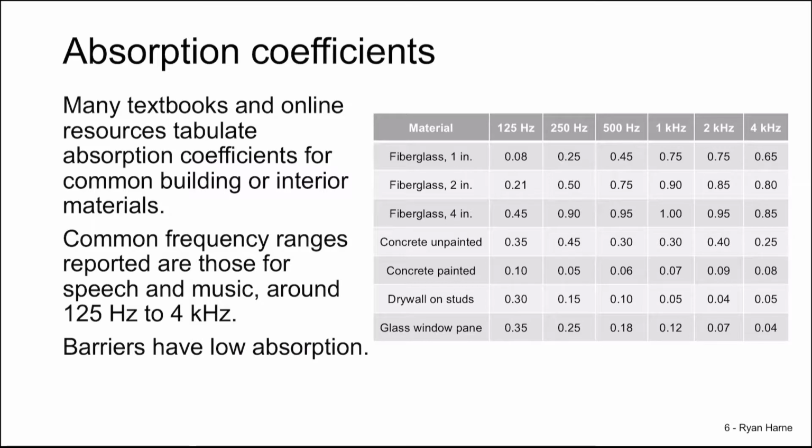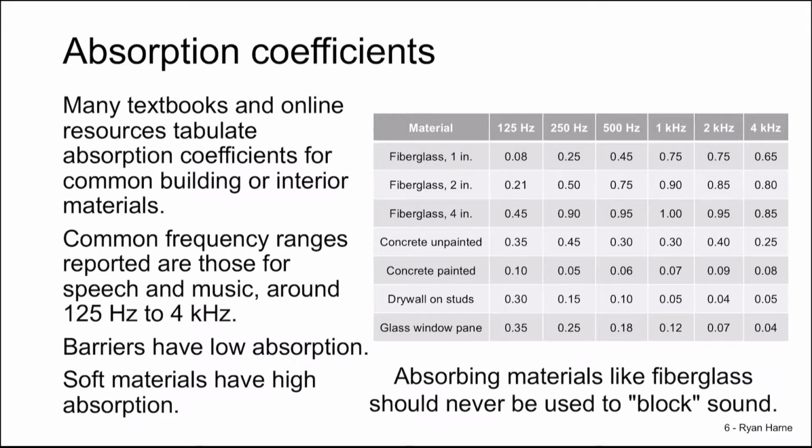What we see in general is that barriers, hard, stiff materials, have low absorption, while soft materials have very high absorption. Now, contradictory to some intuition, we would never want to use absorbing materials like fiberglass to block or stop sound. While fiberglass is very absorptive, that does mean that the sound keeps going through it. So if we want to block sound, we need to use a dense barrier.